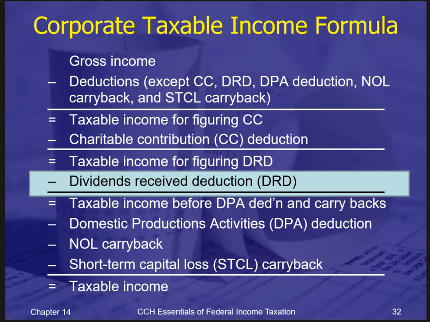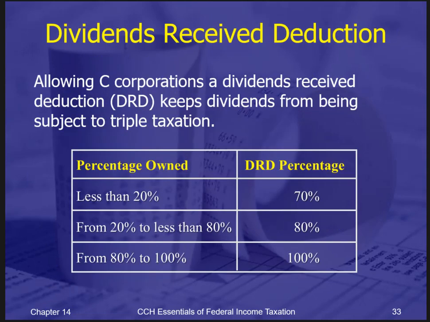All right. Dividends received deduction. This is another special deduction for corporations that's based on receiving dividends from another company, from another corporation. So a C corporation receives dividends from another corporation, but the percentage is based on how much you own. If it's less than 20%, then your DRD percentage is 70. Between 20 and 80, it's 80. And if you own from 80 to 100, then it's a 100% DRD percentage.